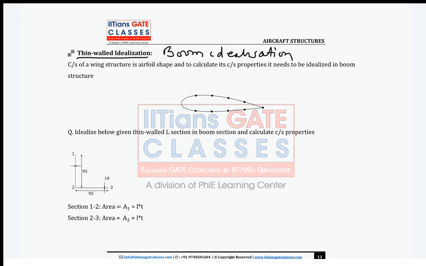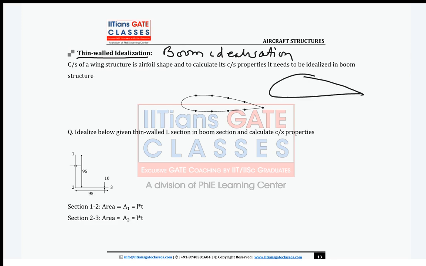So why is this required? You all know, right? What is the wing cross section? It's an aerofoil cross section. Is it a regular shape? And it's a thin walled section, right? If you want to find cross sectional properties using an analytical method, can you? It's not possible, right? So in the early era, when computers were not there, this boom idealization was used to find centroid positions and cross-sectional properties of aerofoil kind of sections. Clear?